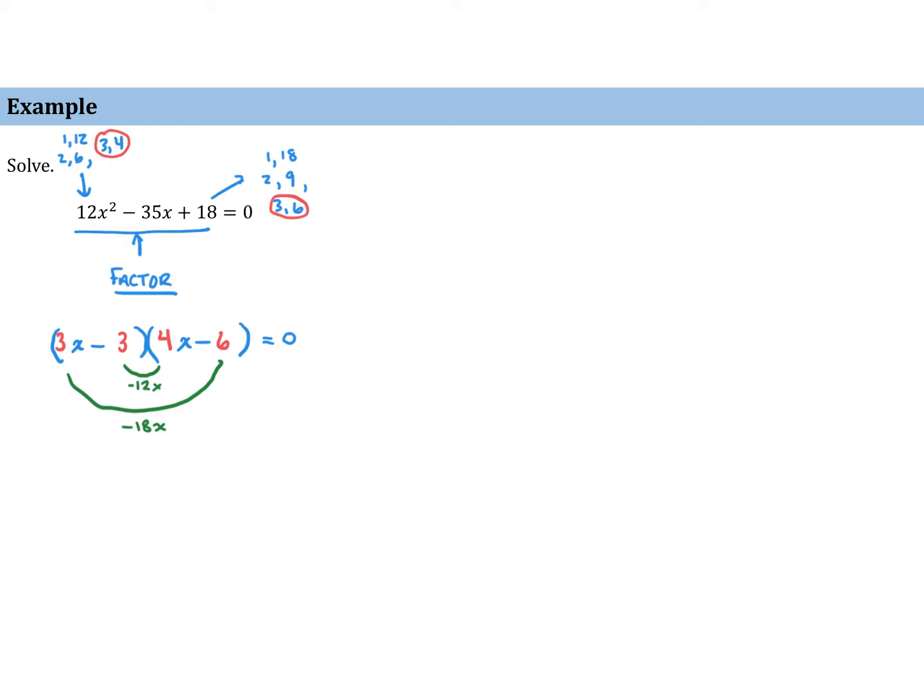So let's go ahead and look now at another option. If we switch the 3 and the 6, we would have 3x minus 6 and 4x minus 3. And the same issue arises with this first binomial. We have a common factor of 3 that was not present in the original, so we know that won't work either. So those don't work, so we know it will not be those two. So let's go on to the next.